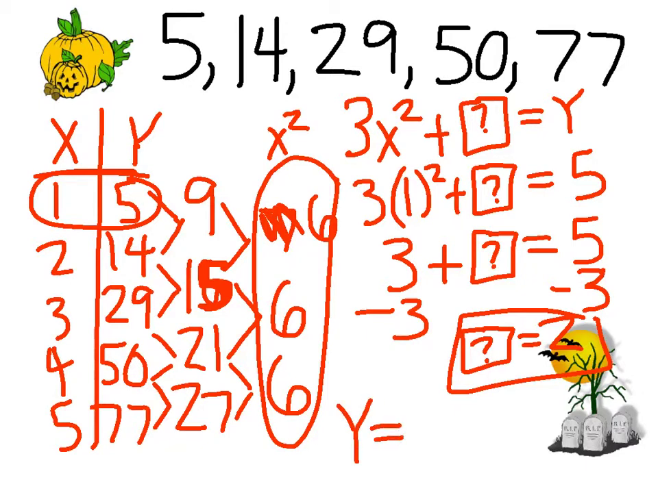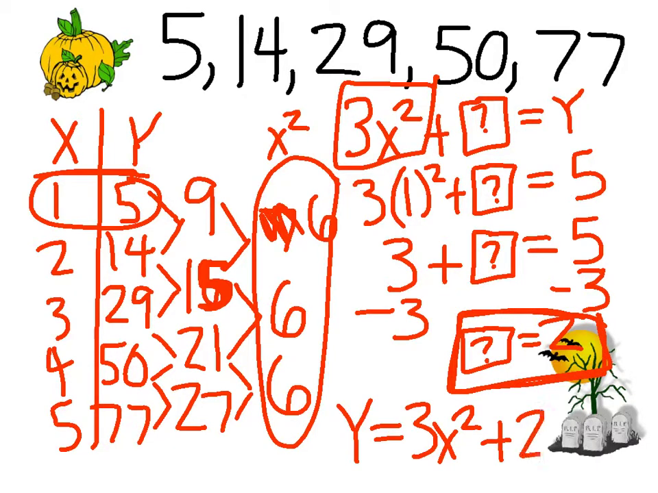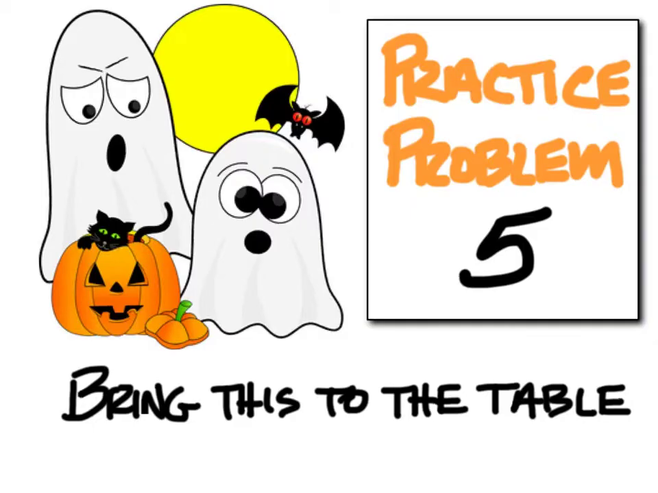Now we just need to plug those into our function, so we have y is equal to our 3x squared right here, plus whatever our number is, and we have 2 for our number, so plus 2. So y is equal to 3x squared plus 2 is our final answer for our function.